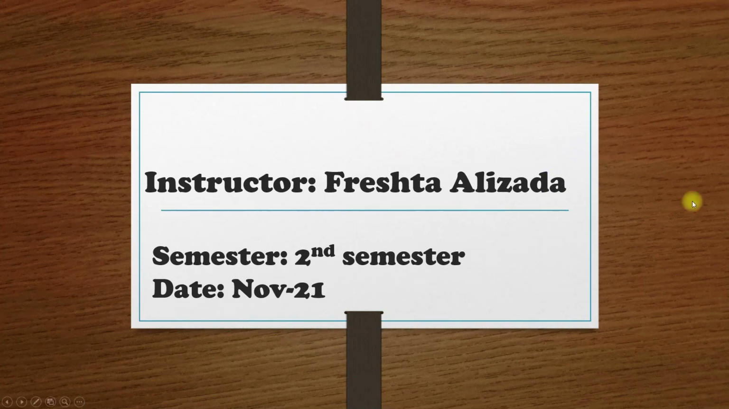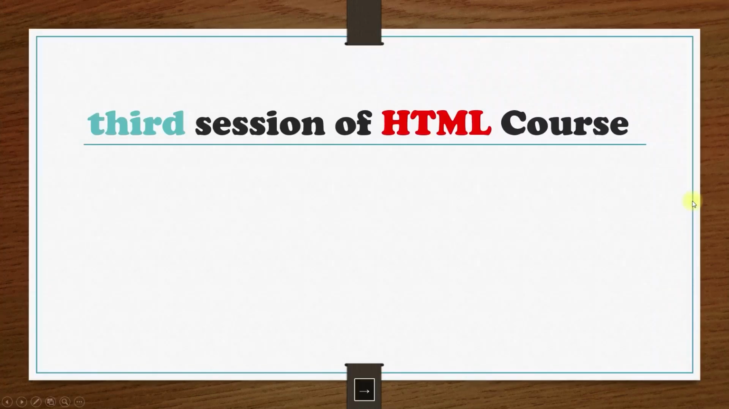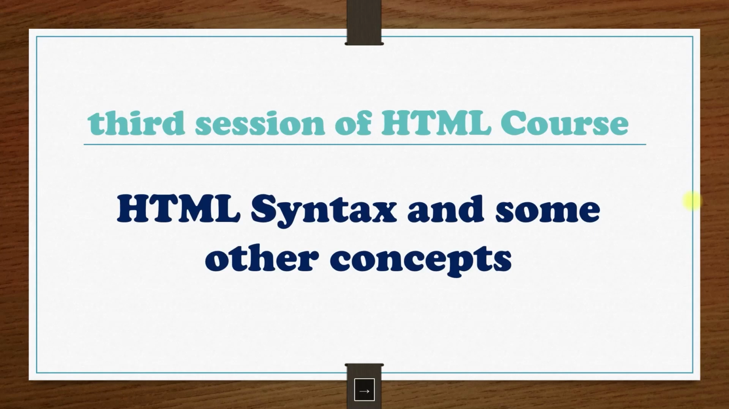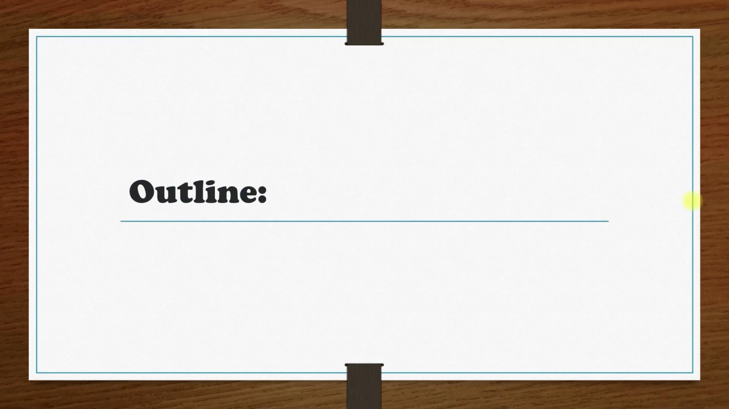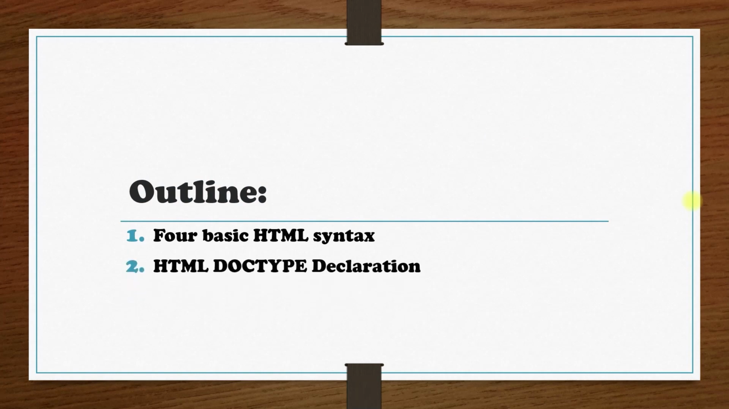Okay, right now we are at the third session of our HTML course, and this course is for 9th grade. In this session, we'll talk about HTML syntax and some other concepts. The outline for today's lesson is: first, we are gonna understand the basic HTML syntax. Then we'll understand about Doctype Declaration. Then we will understand about kinds of HTML elements.